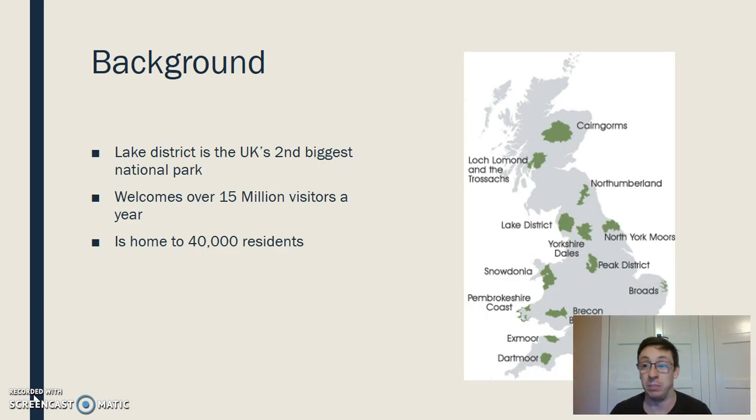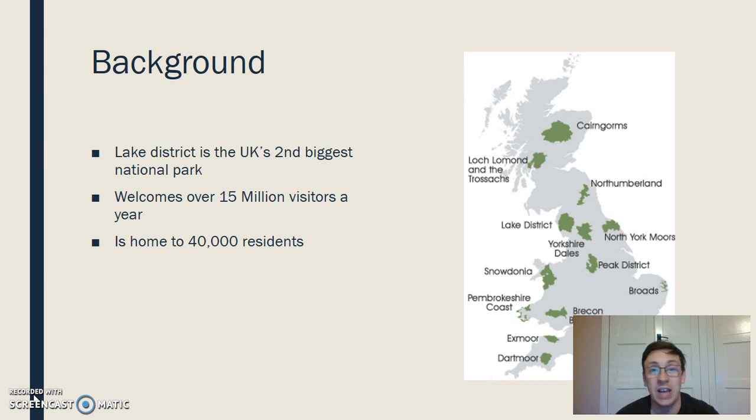Now, a very brief bit of background today. I'm not really going to talk about this too much. The area that we're going to be looking at is the Lake District. It's the UK's second largest national park by land area. It's got about 40,000 residents who live there permanently, but noteworthy, it welcomes over 15 million visitors every single year. So we're looking at an area where you have got a reasonably large number of people who live there, but a very large number of people who visit it on a yearly basis.